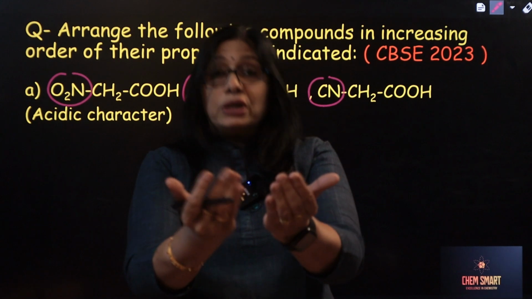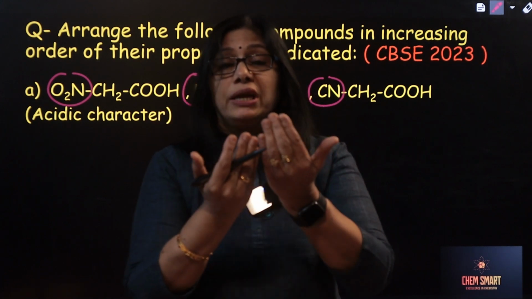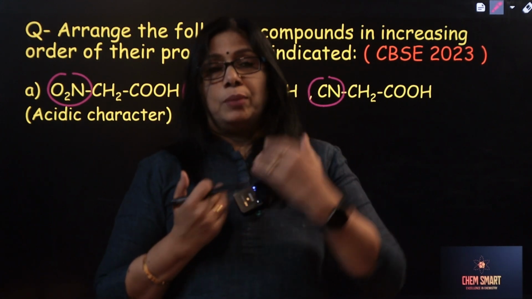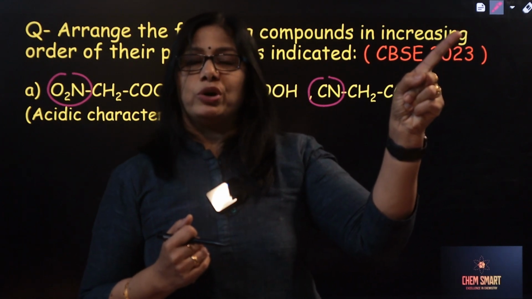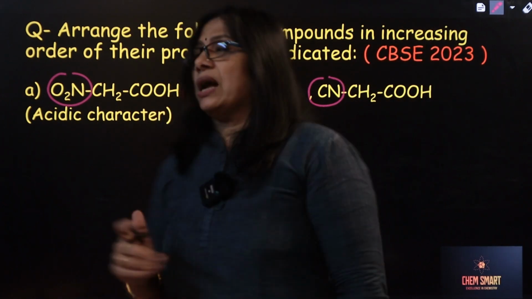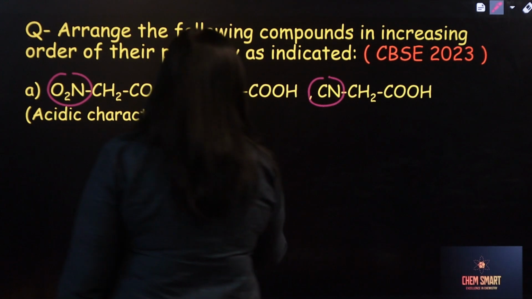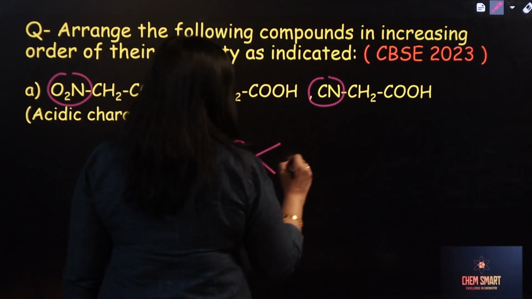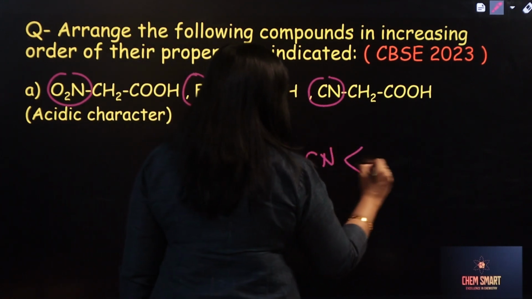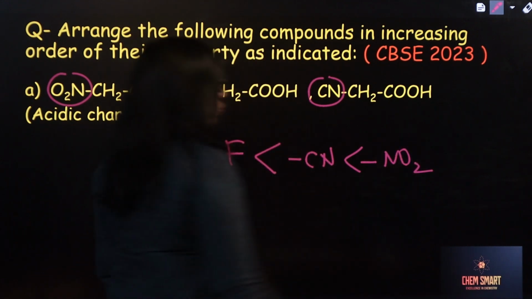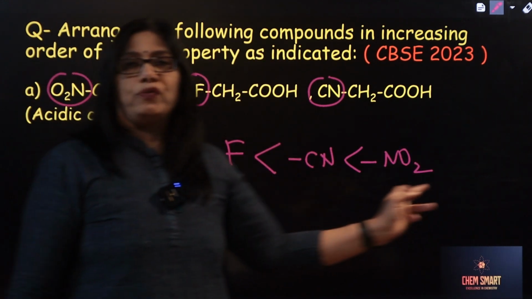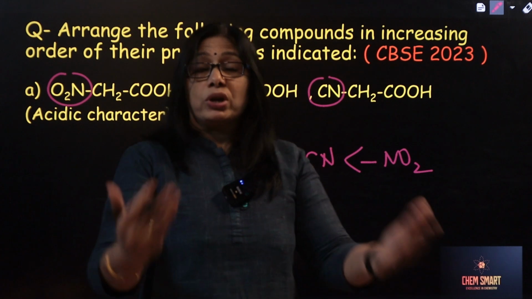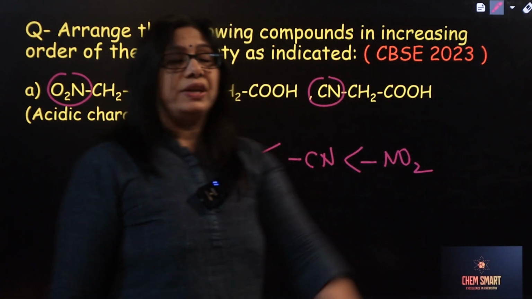These are all electron withdrawing groups, but their electron withdrawing power is not the same. Understand? As we have discussed before, the more the electron withdrawing power, the more will be the polarity of the OH bond and the more the acidic strength. And what is the order here? Fluorine less than cyanide less than nitro group. It is there in your textbook. This is the increasing order of electron withdrawing power. The more the withdrawing power, the more the acidic strength.